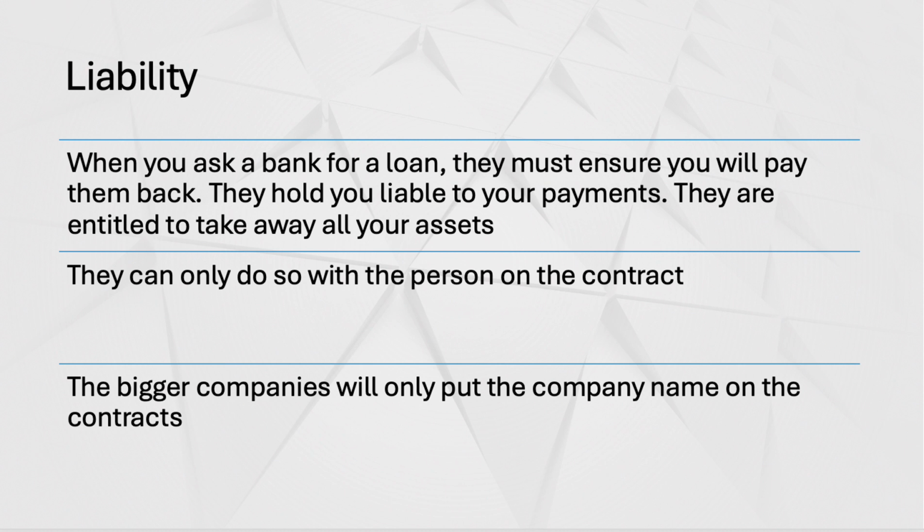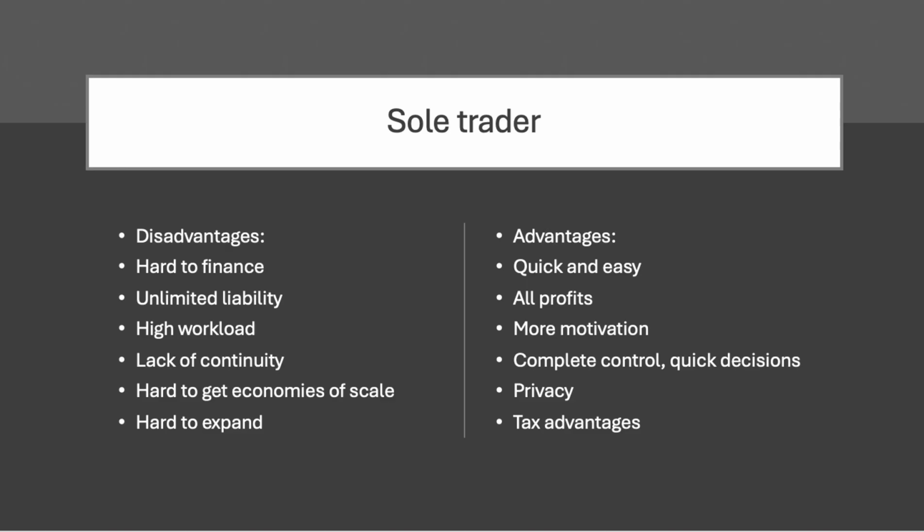The second concept is liability. When you ask a bank for a loan, they must ensure that you will pay them back. They hold you liable to your payments. They're entitled to therefore take away some of your assets if you don't do so. They can only do that, however, with the person that's on the contract. The bigger companies can kind of get around this by only putting the company name on the contract. Therefore, the actual singular owners may not be affected by this. So keep this in mind when we look at advantages and disadvantages of the different business entities.